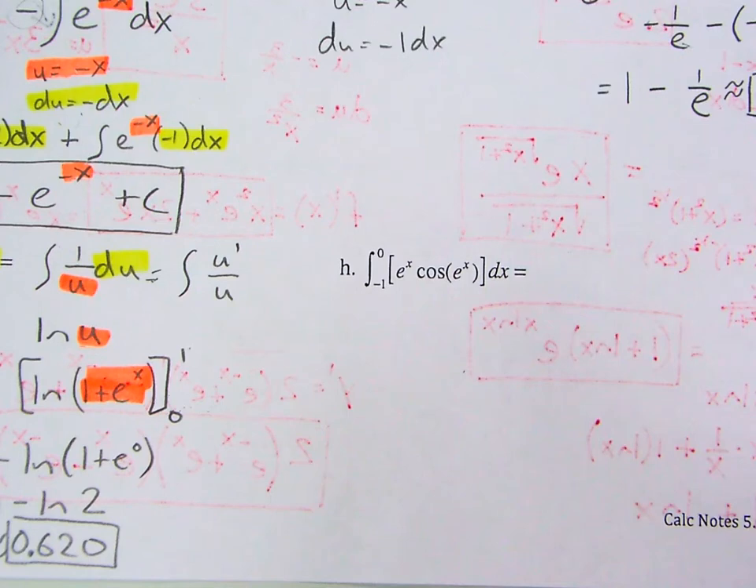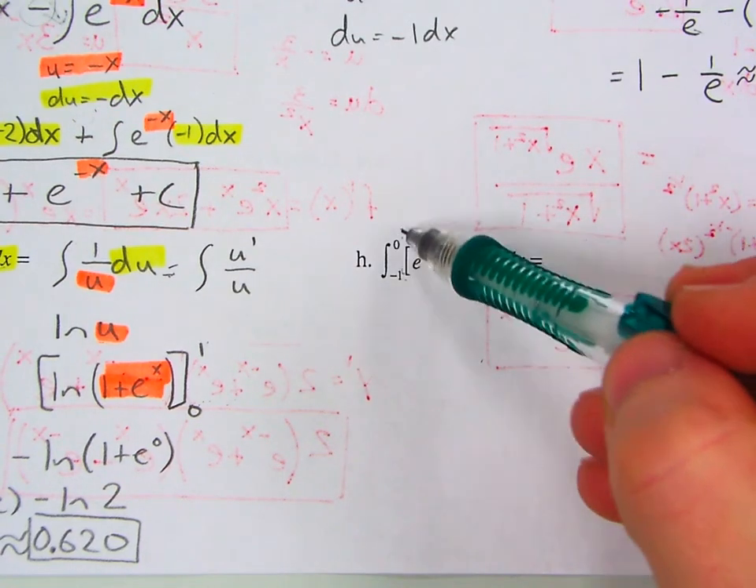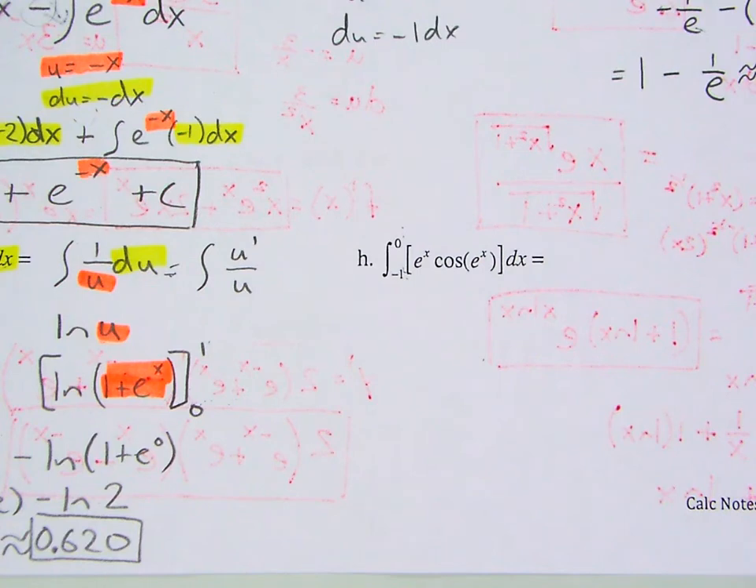All right, and for letter H here, we don't see anything funny. Negative 1 to 0, so that's going in the right order. We have e to the x times cosine e to the x. Let's make u e to the x. Good.